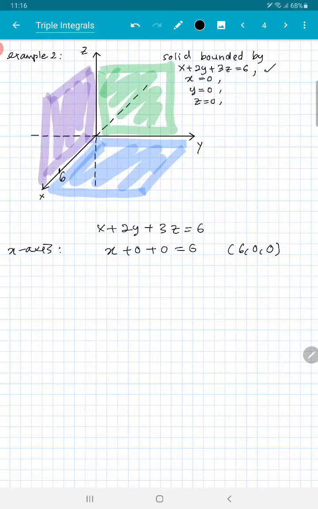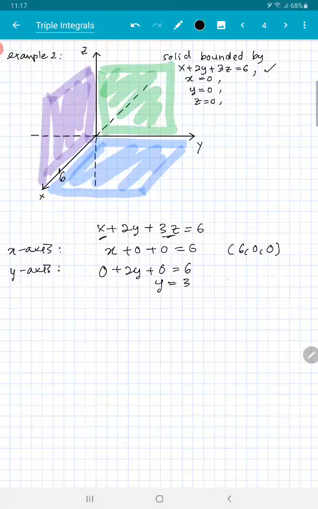Then we need to find the intersection point on the y-axis. On the y-axis, x and z are 0, so we have 0 plus 2y plus 0 equals 6. So from here we get y is 6 divided by 2, which is 3. So we have another point, x 0, y 3, z 0. So maybe around here. That is (0, 3, 0).